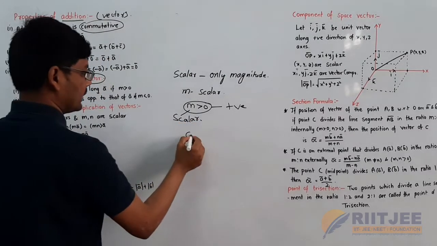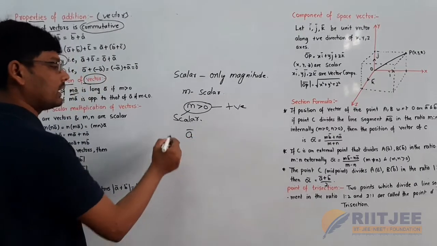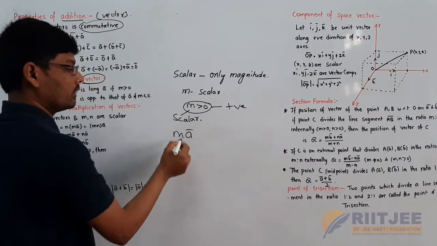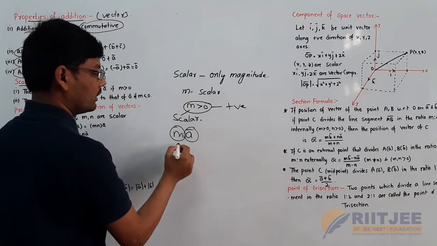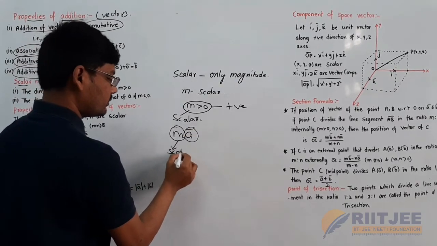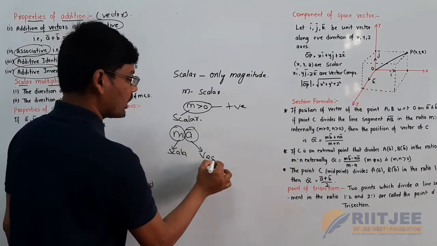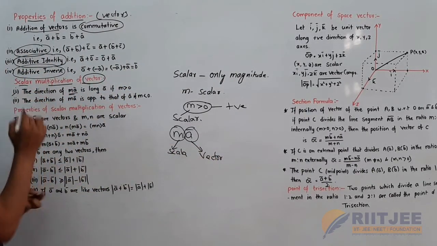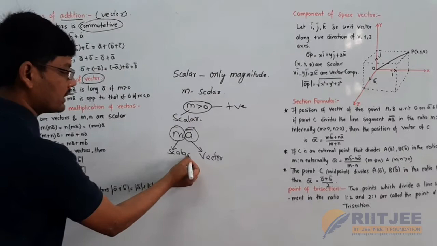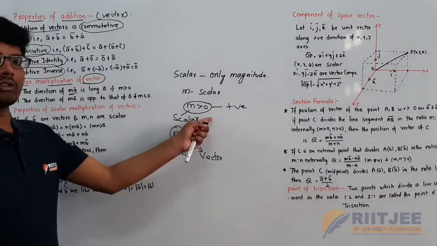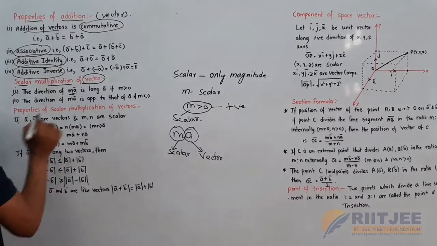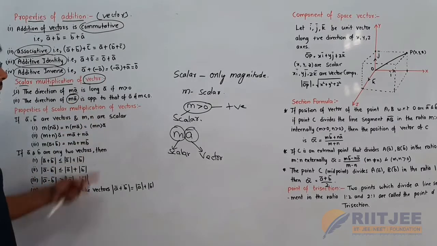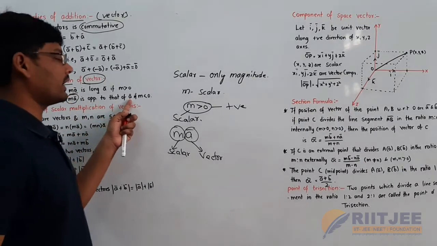Now a bar is a vector. If you multiply it with m, where m is a scalar and a bar is a vector, the product is a vector. Now the scalar multiplication of a vector, the first property, where m is a scalar quantity and it is a positive value here. Now the direction of m into a bar is the same as the vector a bar here.